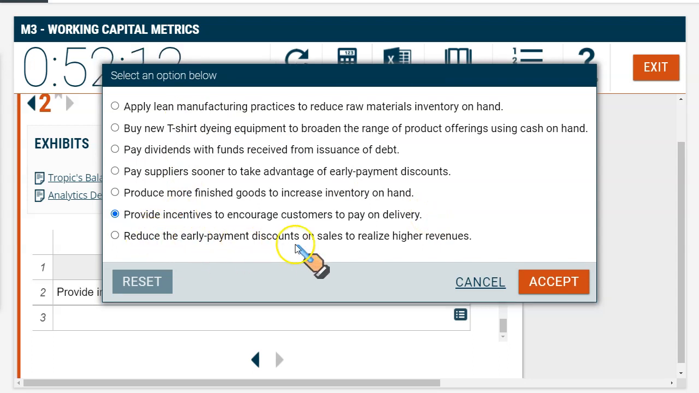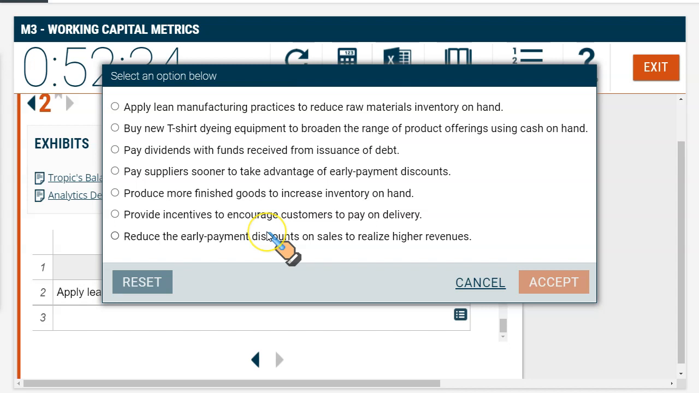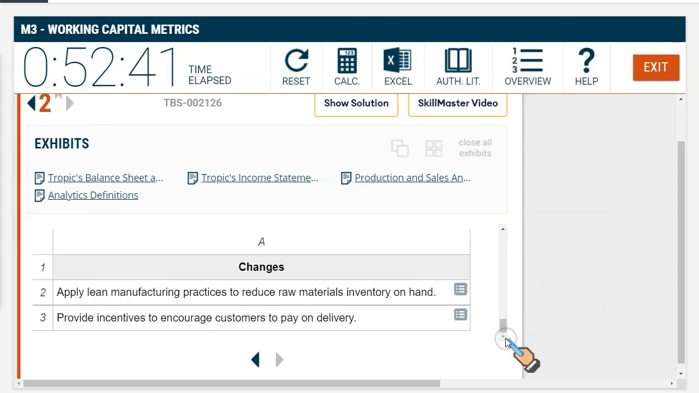Reduce the early payment discounts on sales to realize higher revenues. If you reduce the discounts, your AR will take longer time to pay, your AR balances will go up. That means your average collection period will increase. So the length of the cash conversion cycle will increase. So it means the only two options that are good enough are the first one and the one that we were just discussing here: provide incentive to encourage customers to pay early. And then that's all. So your simulation is over. It was quite a challenging one, more computations, but somehow it helped you understand some finer concepts.